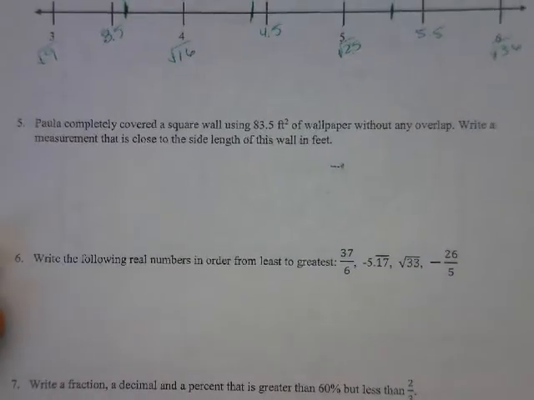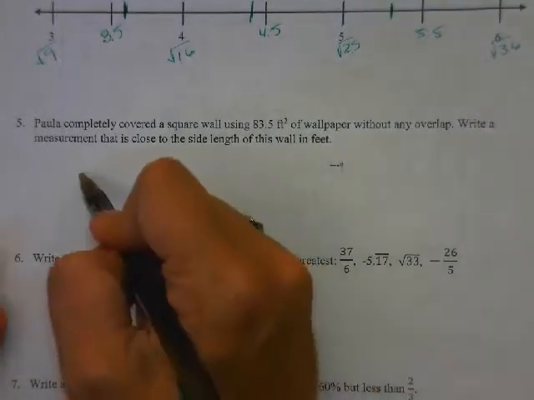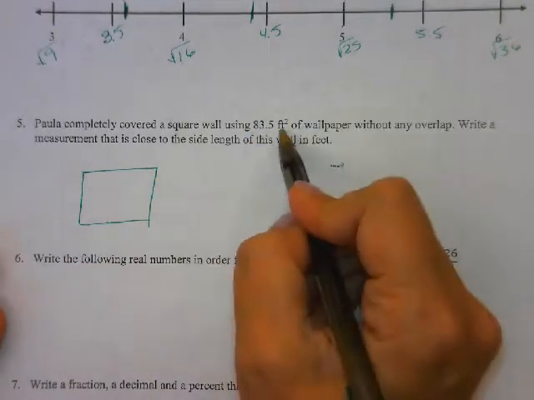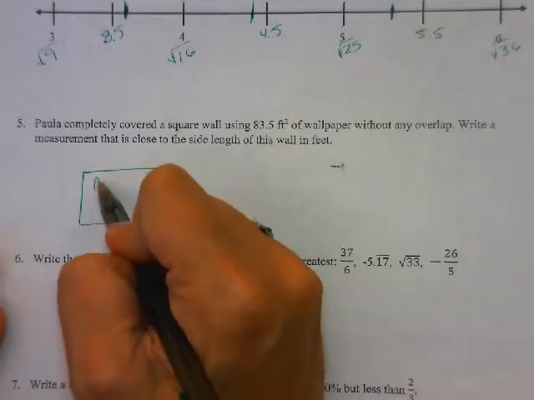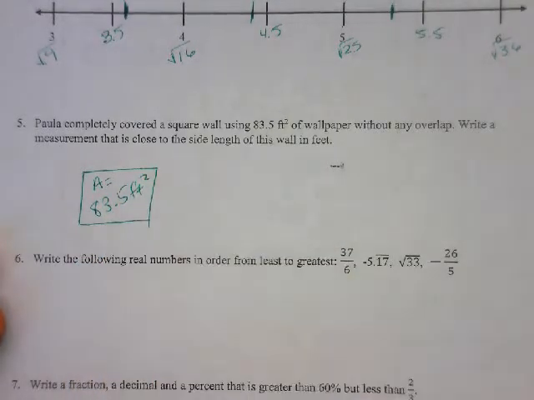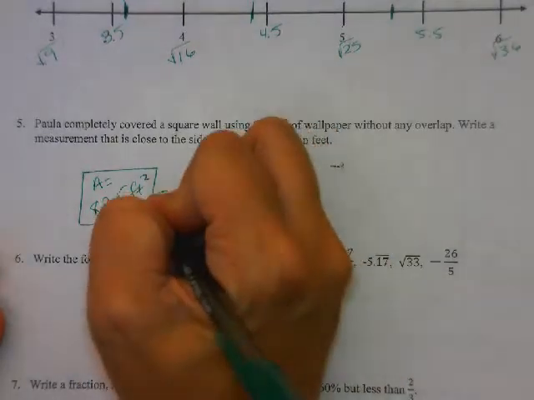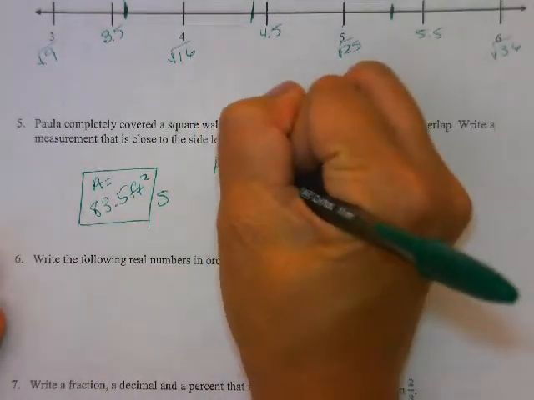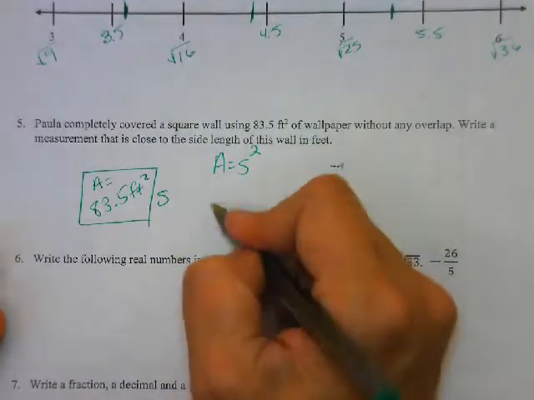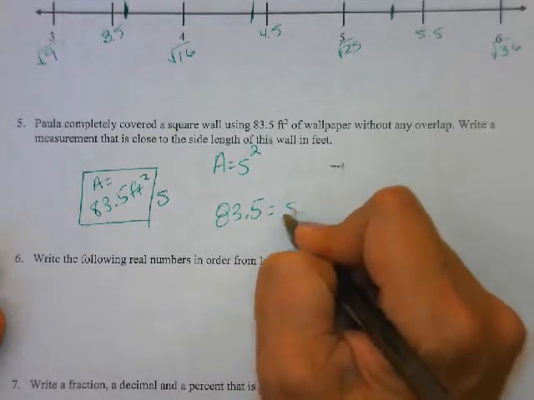Here we have Paula completely covered a square wall using 83.5 square feet. So the area of this wall is 83.5 feet squared of wallpaper. Write the measurement that is close to the side. Well, we know that area of a square is side squared, or side times side. So I have 83.5 is equal to something times itself.